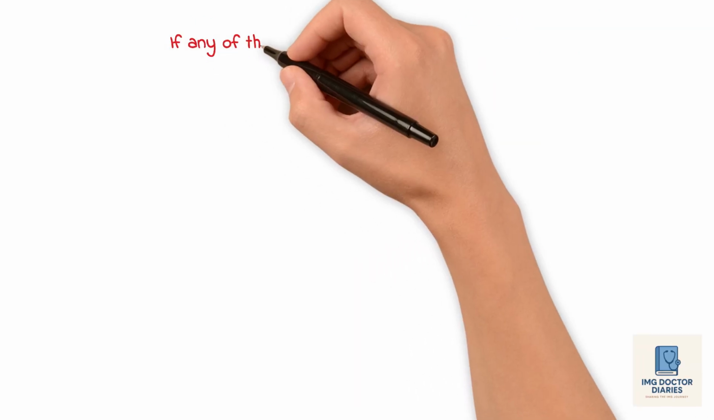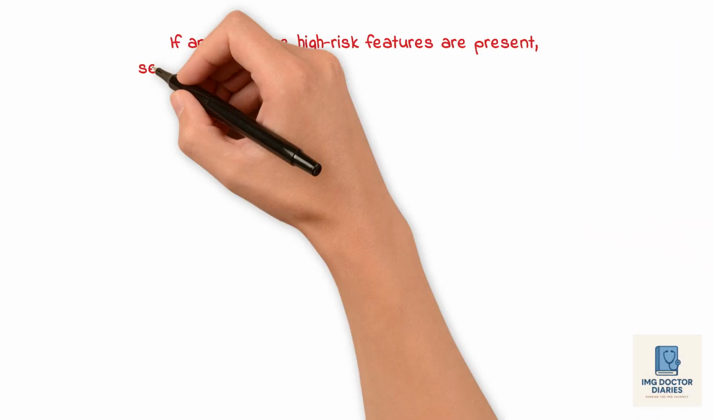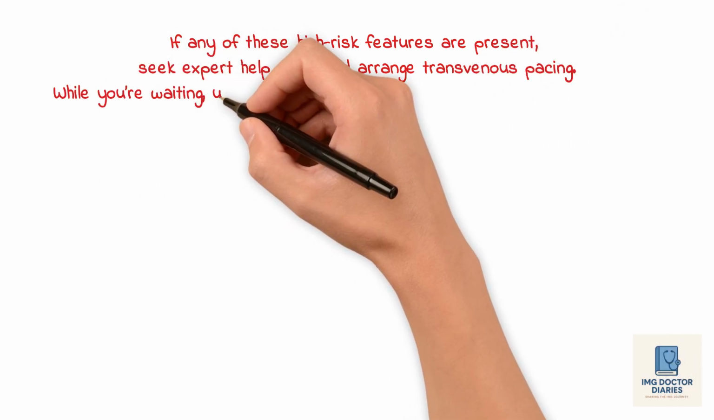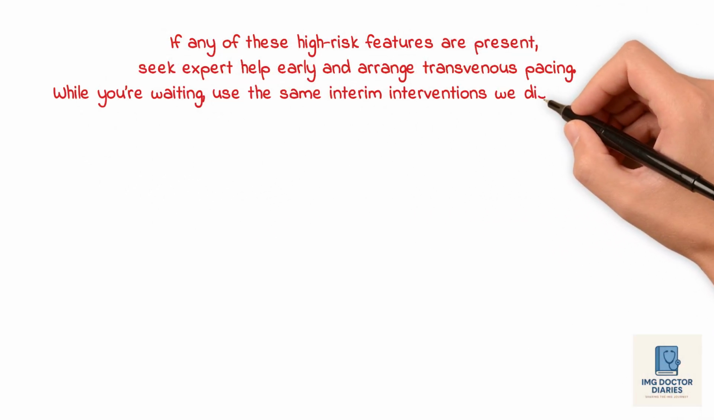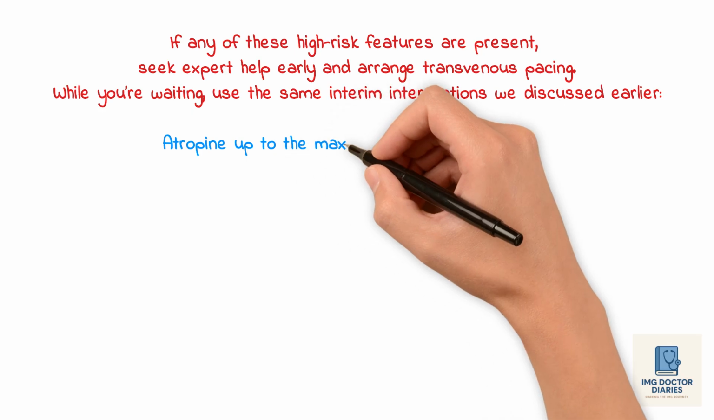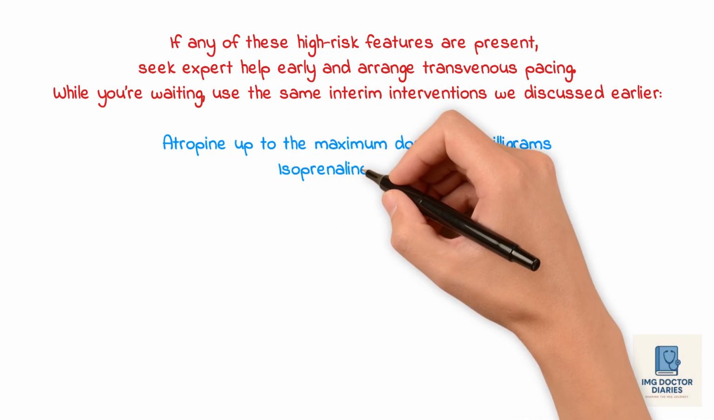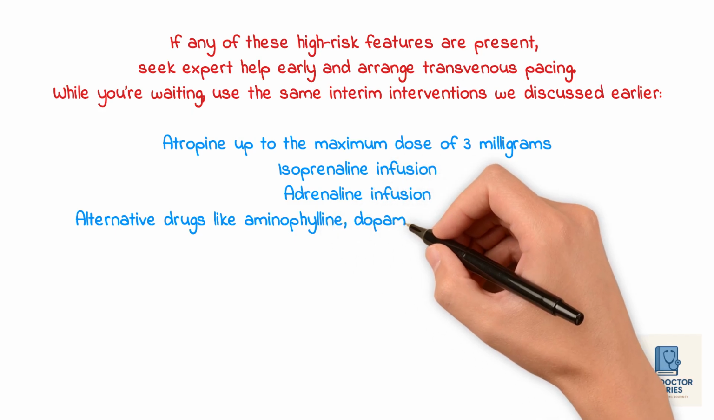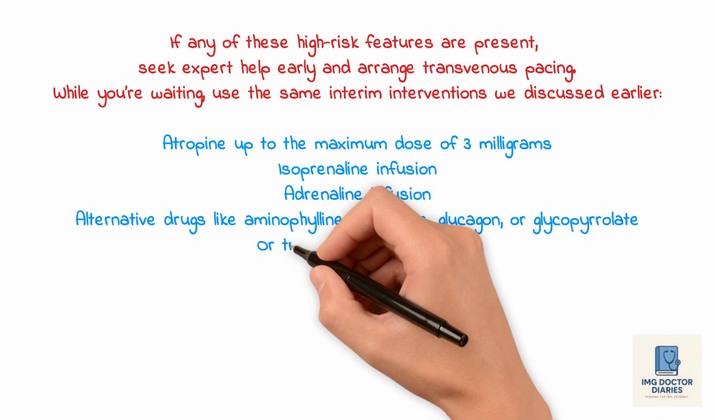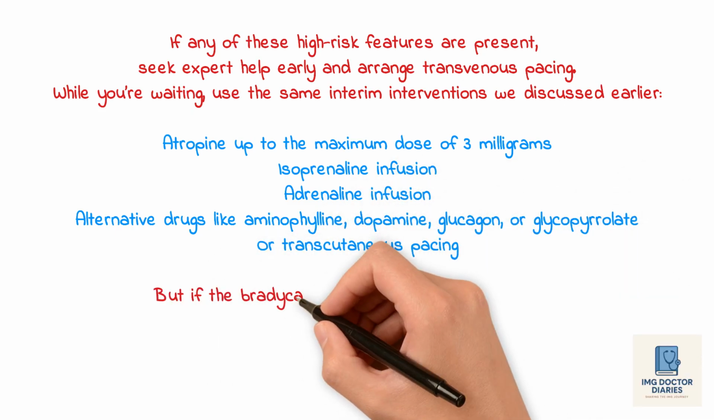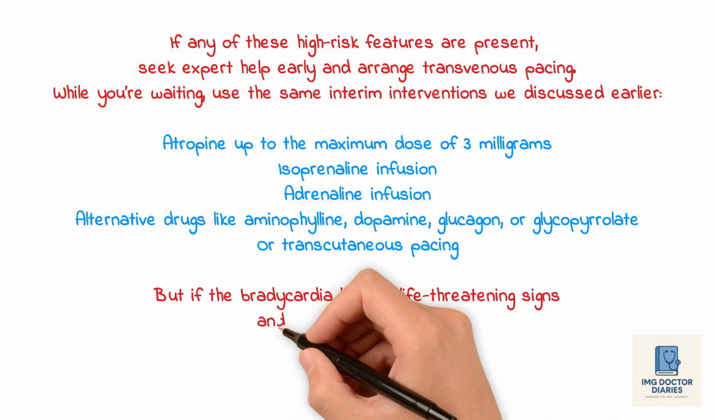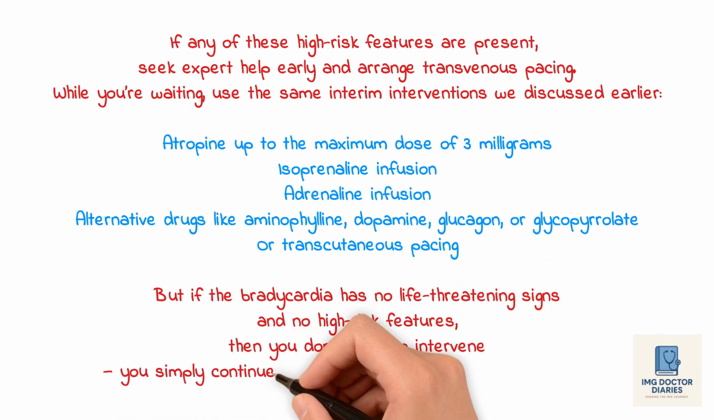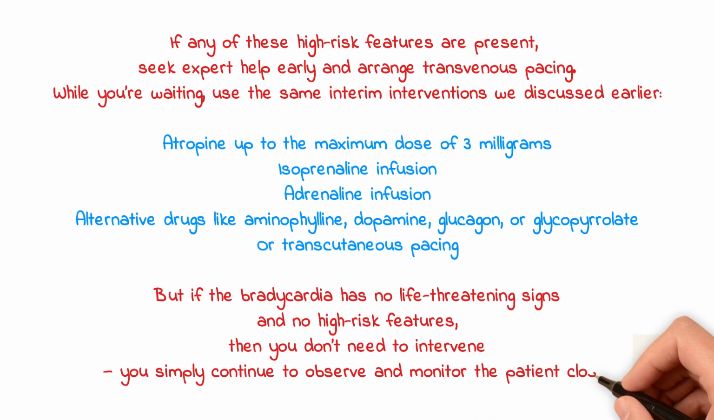If any of these high-risk features are present, seek expert help early and arrange transvenous pacing. While you're waiting, use the same interim interventions we discussed earlier: atropine up to the maximum dose of 3 milligrams, isoprenaline infusion, adrenaline infusion, alternative drugs like aminophylline, dopamine, glucagon, or glycopyrrolate, or transcutaneous pacing. But if the bradycardia has no life-threatening signs and no high-risk features, then you don't need to intervene. You simply continue to observe and monitor the patient closely.